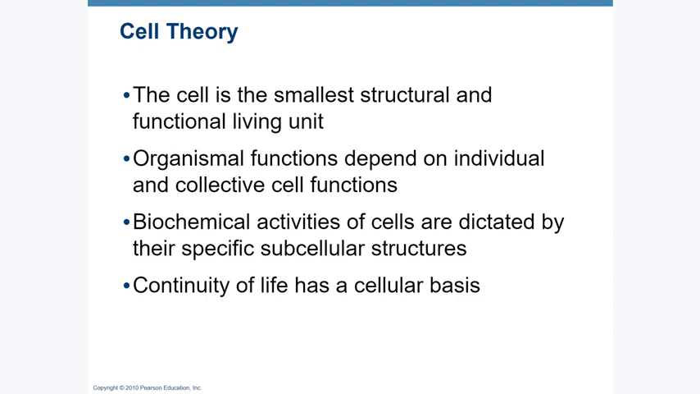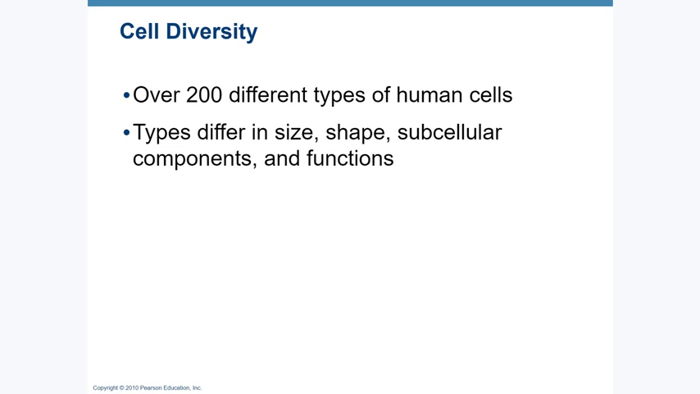And life's continuation has a cellular basis. So, there are over 200 different types of human cells. They differ in size, shape, subcellular components, and function. My favorite statement is structure dictates function, and that is definitely true for cells. So, their structure, how they look, is going to dictate how they act, and vice versa.